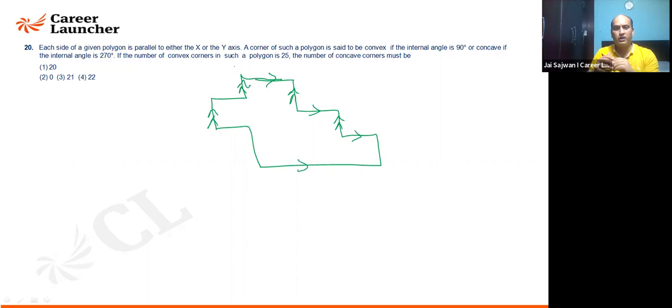The corner of such a polygon is said to be convex if the internal angle is 90 degrees. So this one is convex because the internal angle is 90 degrees. And this is concave, where the internal angle is 270 degrees. If the number of convex corners in such a polygon is 25, the 90-degree ones being 25, how many of them are of 270 degrees? So try to get the answer.